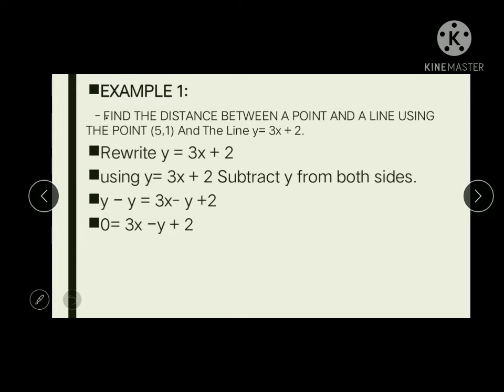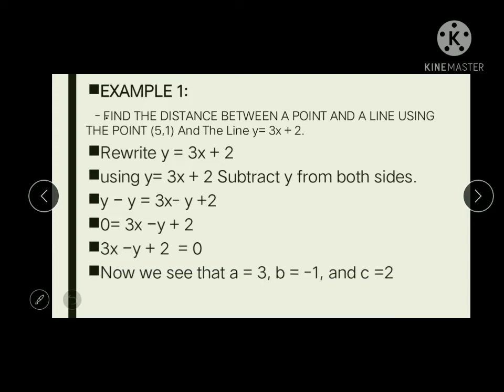Y minus y equals 0. Copy the equal and 3x minus y plus 2. And the standard form is 3x minus y plus 2 equals 0. Now, we say that A equals positive 3, B equals negative 1, which is the y, and C equals positive 2. Plugging this in, x sub 0 and y sub 0 equals 5 and 1. The equivalent of x sub 0 is 5 and the equivalent of y sub 0 is 1.